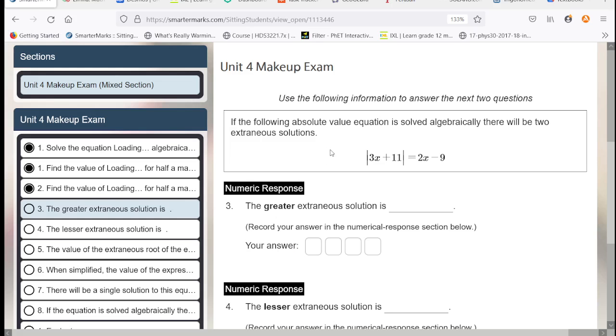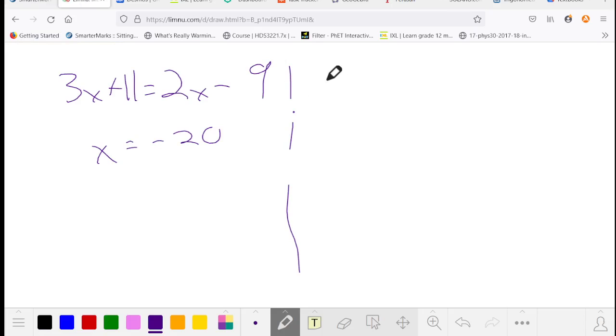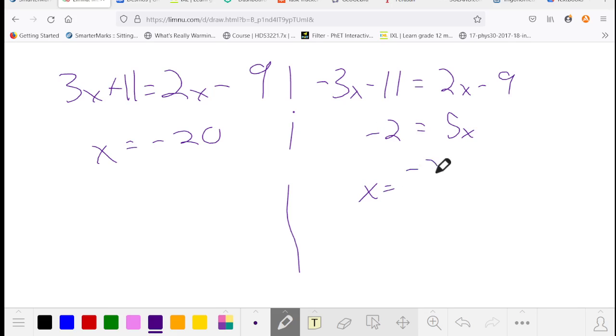They told us that both are extraneous. We don't need to check it. We are coming up with the two extraneous solutions. The other one is where everything inside that absolute value is negative. And it gives us a 5x over here. And then that negative 11, we add 9 to get a negative 2. So x is negative 2 over 5.